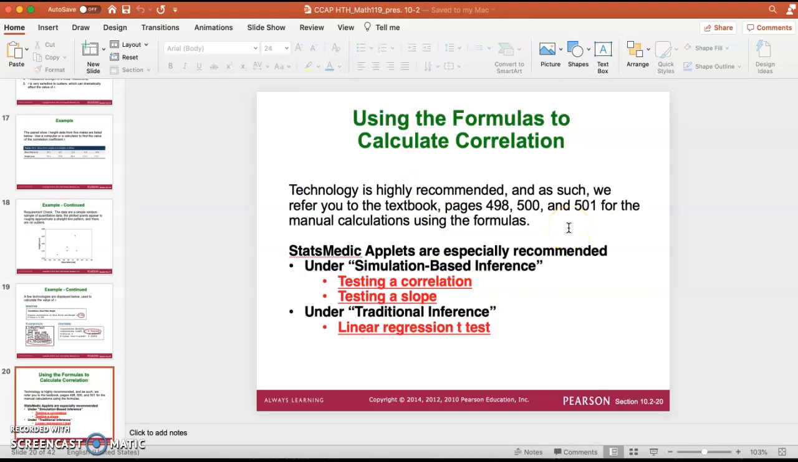If you want to use the formula, then I'd refer you to pages 498, 500, and 501 for seeing the formula in the textbook, and then also an example for how to use it.